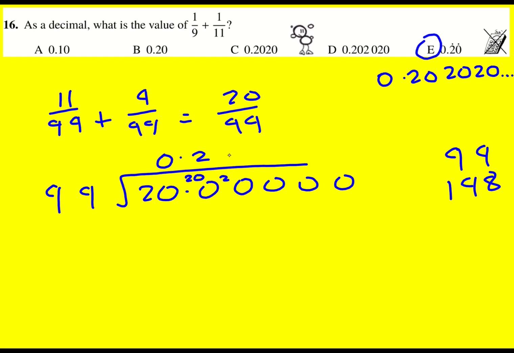So that's not going to go next, but now I can move the 20 across and you can see it's just going to now repeat. So we do in fact get this 0.20 recurring. I think that's the best way to do it.